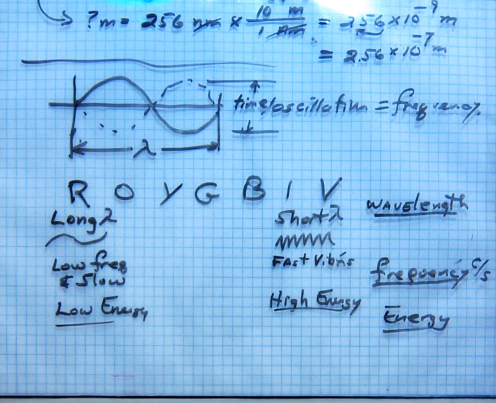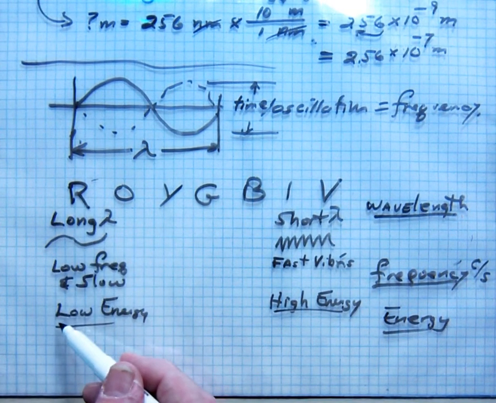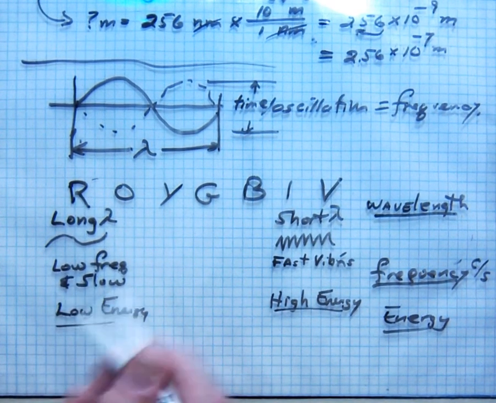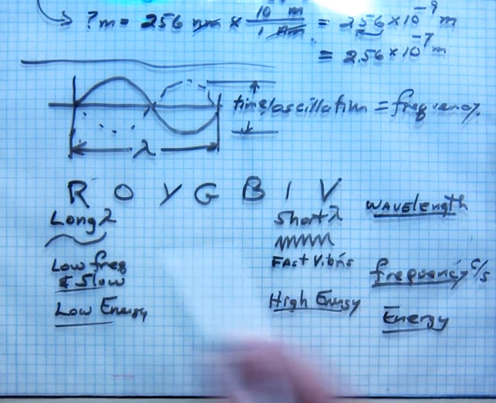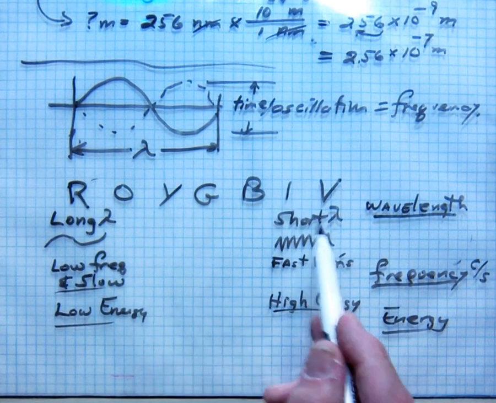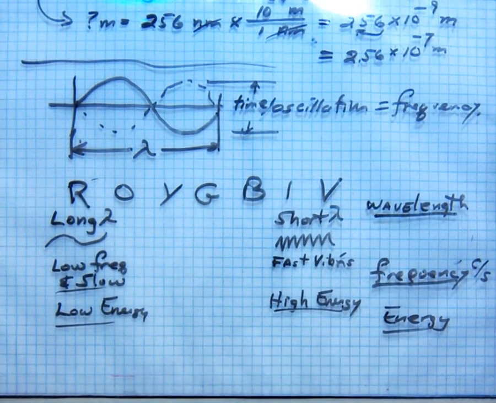Look at the way I've set it up for you. From the R to the V, Roy G. Biv, you have all the L's on the red end. So R are all the L's over here: long wavelengths, low frequencies, slow and low energy. Well, you only have one other option, which is the opposite of whatever those are. And this goes short, this goes fast, and it goes high as you progress through the list.